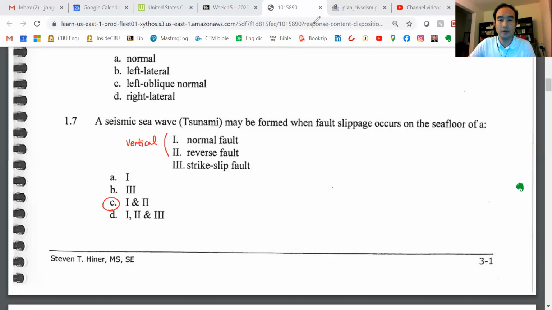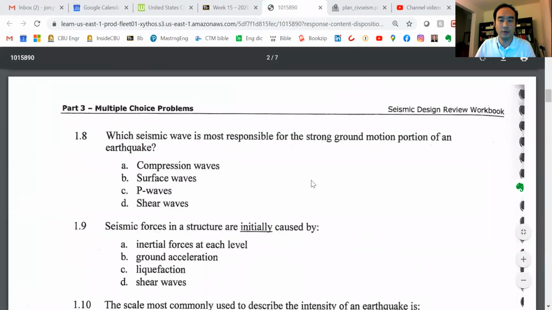Okay. All right, so this is how we're going to solve the problem. So we're going to move on to the next page.